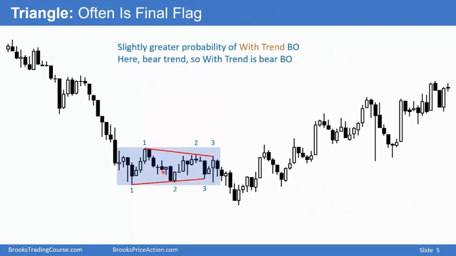In general, there's always a slightly greater probability that the trend that preceded the triangle will continue. If you have a triangle in a bear trend, even if it has 20 or 30 bars, there's always a slightly greater chance that the market will break to the downside. Once you start to get 20, 30, 40 bars, the probability gets very close to 50-50. And at some point, it's totally unclear and the probability is 50-50.